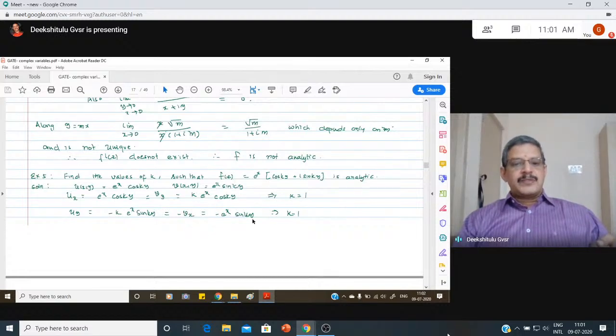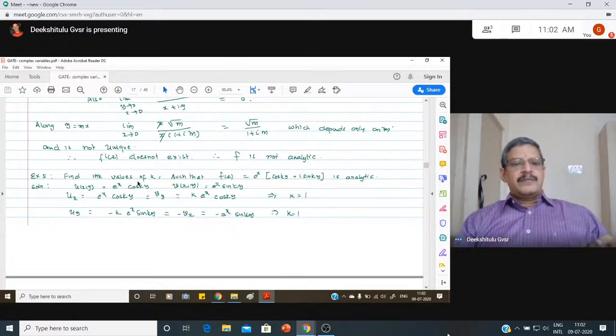So these two things must be equal. e^x is the same on both sides, so cos ky is equal to k cos ky. Even if you cancel cos ky, k must be equal to 1. Then similarly, check whether any other k exists using the other CR equation.